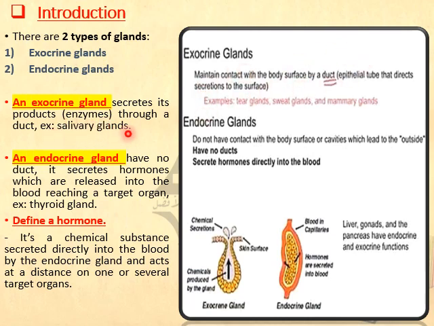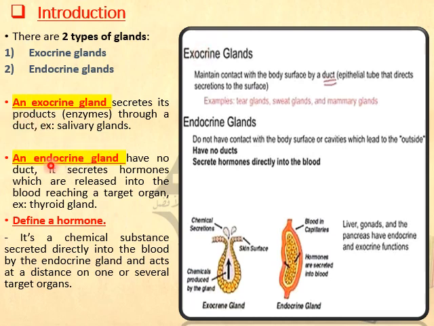Example, we have the salivary glands that secrete the salivary amylase, involved in digestion of cooked starch. And all other glands, we have the tear glands, the sweat glands, and mammary glands. So the exocrine glands, their products are secreted through a duct.